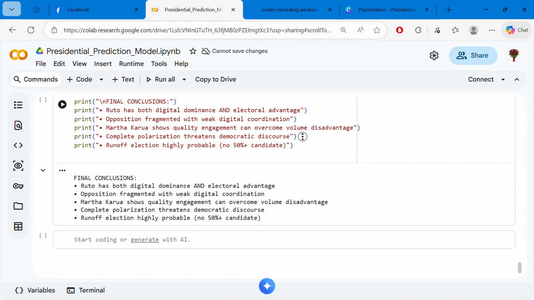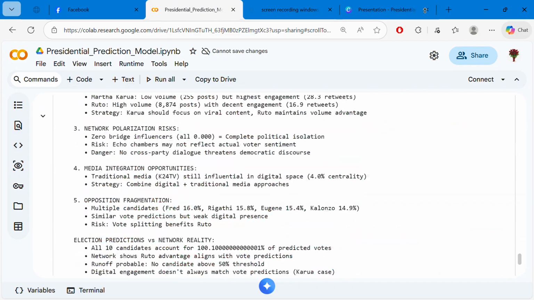That is our work, and that's all. So the prediction model predicted that William Ruto will become the 2027 president.